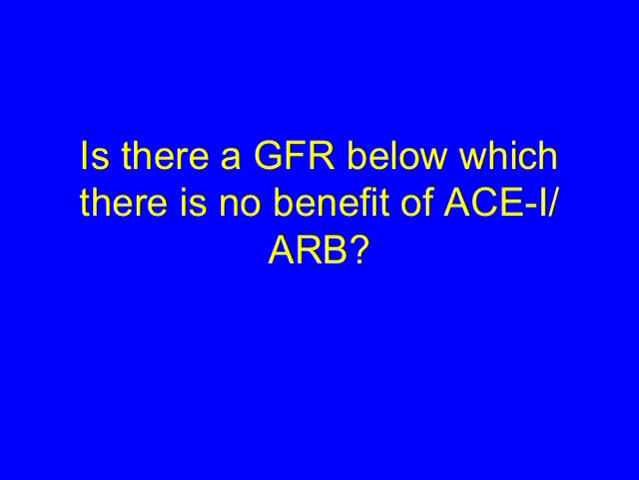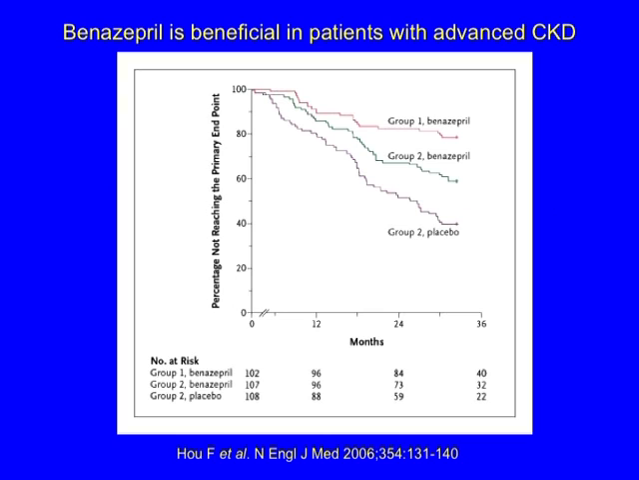One of the common questions that comes up from internists and primary care providers is the following. Is there a GFR below which there is no benefit of starting the patient on an ACE inhibitor or an ARB? Commonly, we'll see patients who have a GFR of 20, creatinine of 4 or 5, and the question is, should we really try to put that patient on an ACE inhibitor or an ARB? Well, this is the best paper that I found that has tried to examine this question.